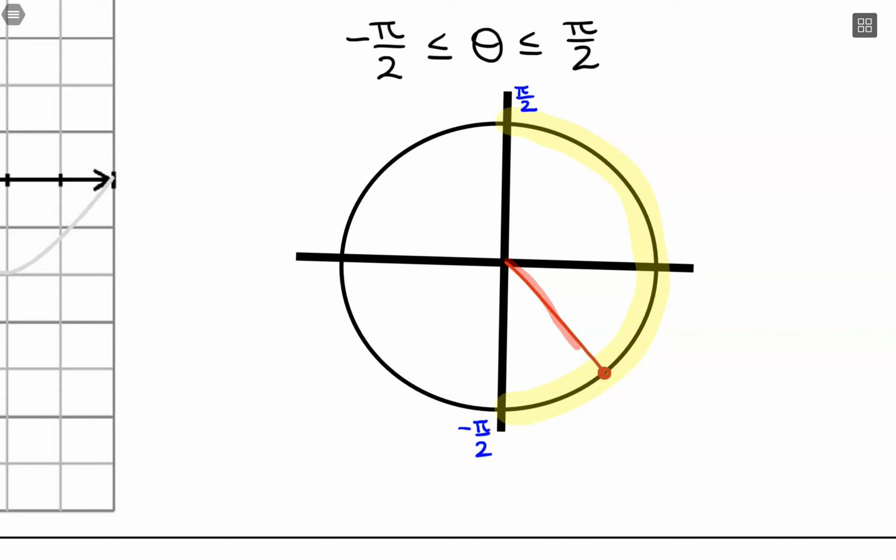So when I'm looking at this terminal side, I don't want to measure it by going around the circle, getting something larger than 3π/2. That goes outside of this range. Instead, what I would want to do is go in this direction. I would have some negative angle measurement, but we want that shorter distance rather than going all the way around. And if we're in the first quadrant, we just do it as we usually do, in that positive direction.